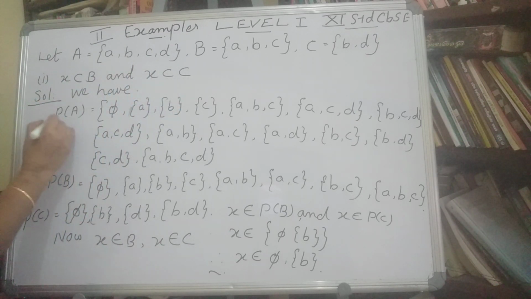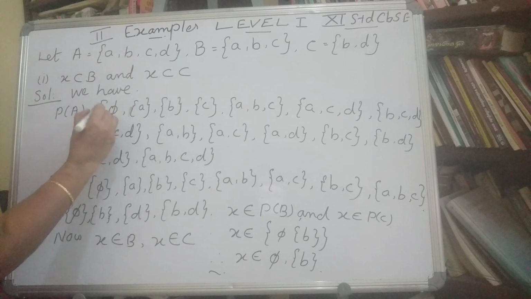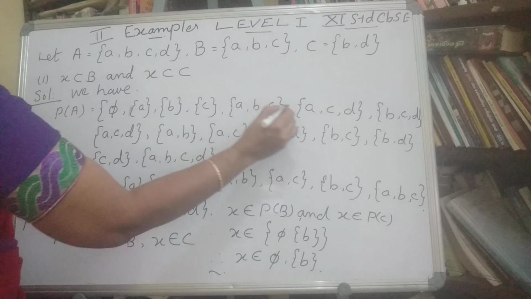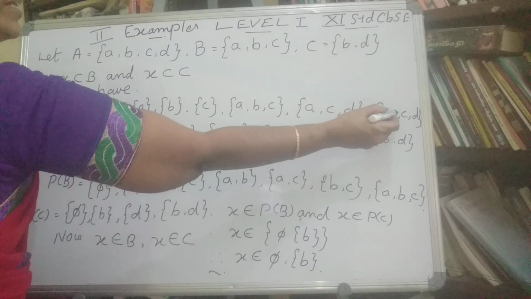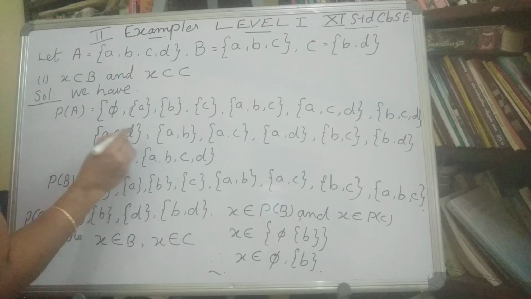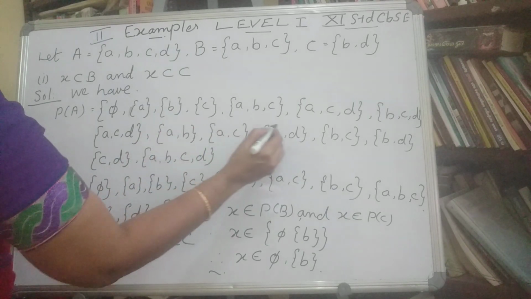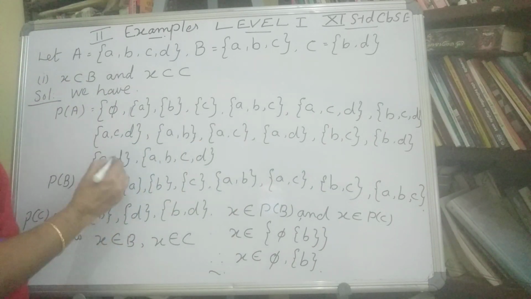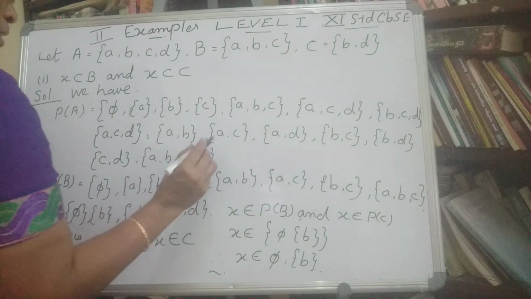Solution: we have P of A is null set, set of A, set of B, set of C, set of A, B, C, set of A, C, D, set of A, B, C, D, set of A, C, D, set of A, B, set of A, C, set of A, D, set of B, C, set of B, D, set of C, D and set of A, B, C, D.